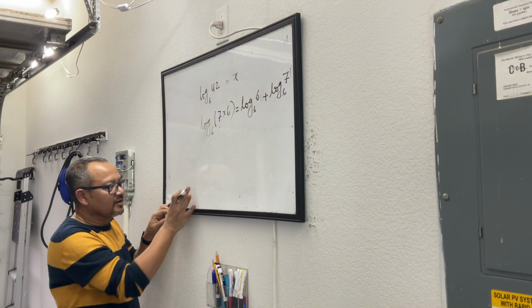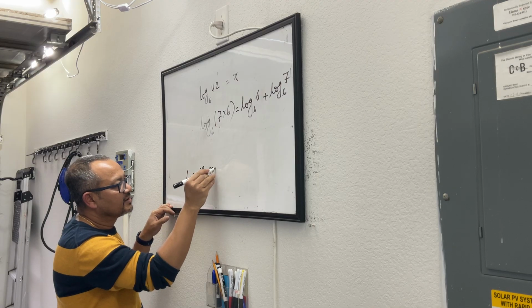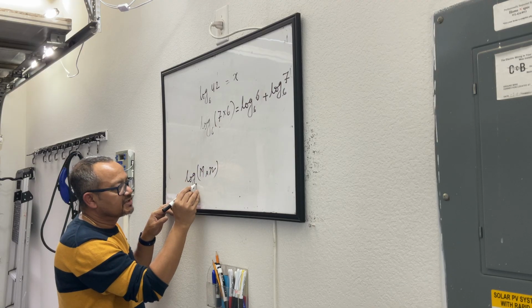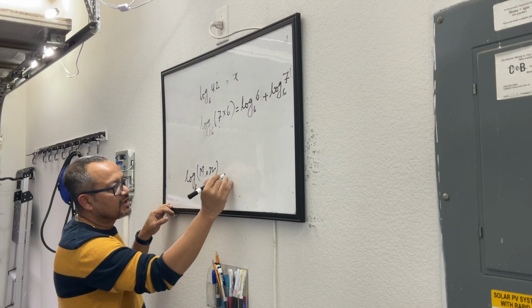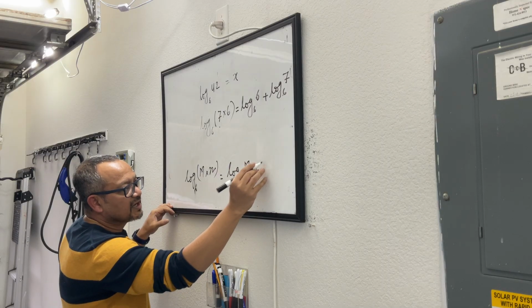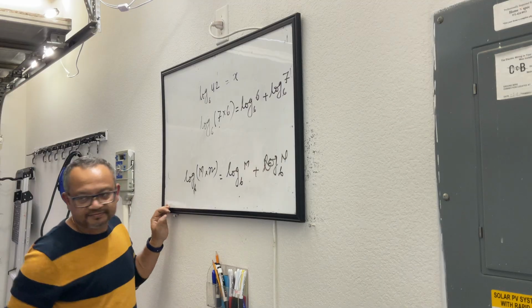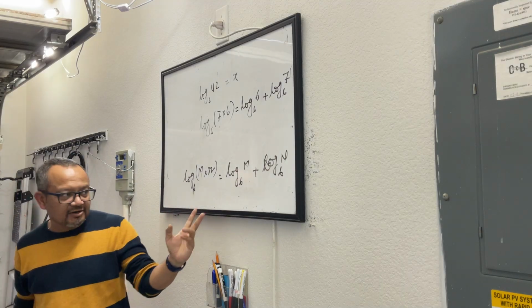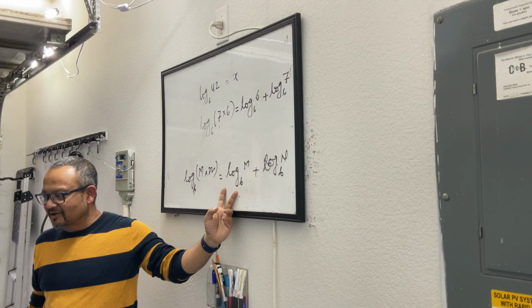First rule of log: log of m times n base, let's say A or B, whatever I showed you guys, is log of m base B plus log of n base B. You recall this one, right? Am I making sense, Beta?